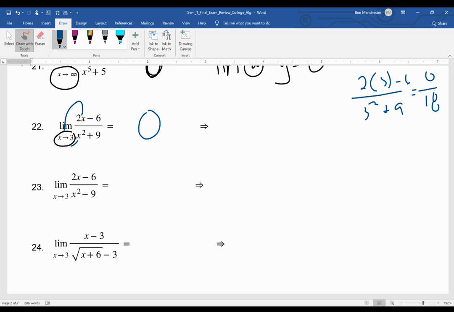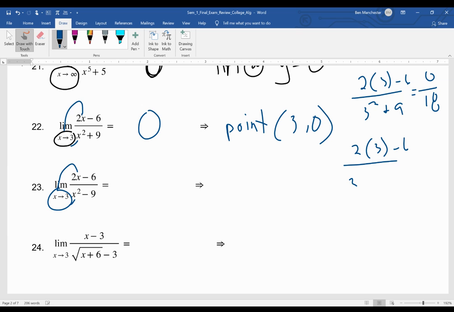What that means is that we have a point at 3, 0 on your graph. 3, 0 is a point on your graph, which is perfectly fine. Now when we plug in 3 into this one, let's see what happens here. We have 2 times 3 minus 6 over 3 squared minus 9, which is 0 over 0. So 0 over 0 is going to tell you that there's going to be a hole. So there's some more work that we have to do here.